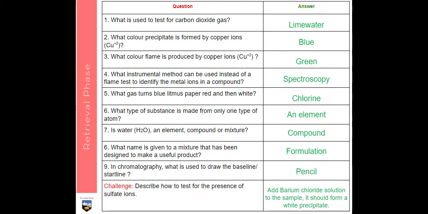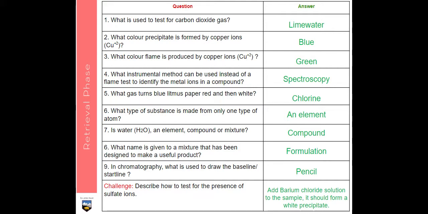Number 5, if we're using blue litmus paper and it turns red and then white in gas, we know it's chlorine gas. Number 6, if it's made of only one type of atom, it must be an element. Water is a compound. Remember, it's made of H2O, two different types of atoms chemically joined, chemically bonded.